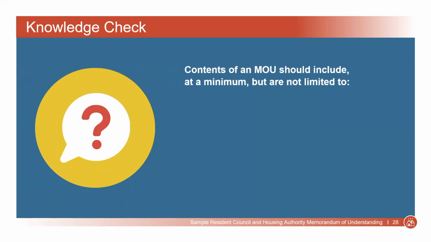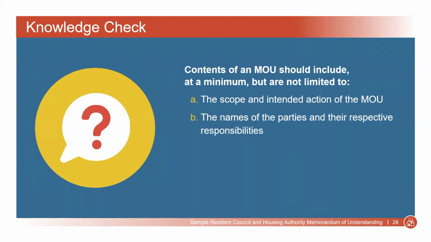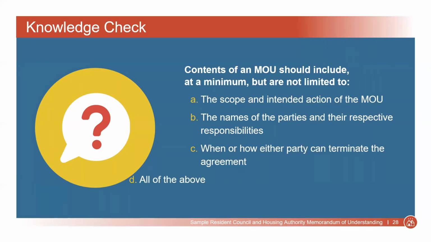Contents of an MOU should include, at a minimum, but are not limited to, A, the scope and intended action of the MOU. B, the names of the parties and their respective responsibilities. C, when or how either party can terminate the agreement, or D, all of the above. We'll pause while you consider your answer.